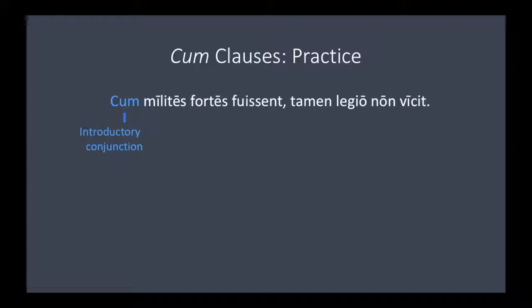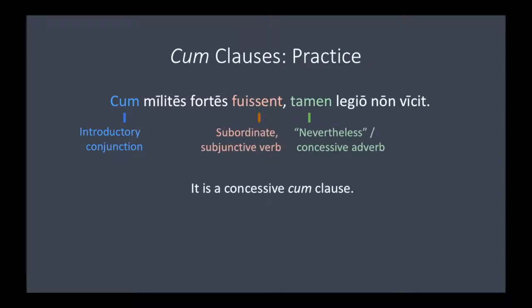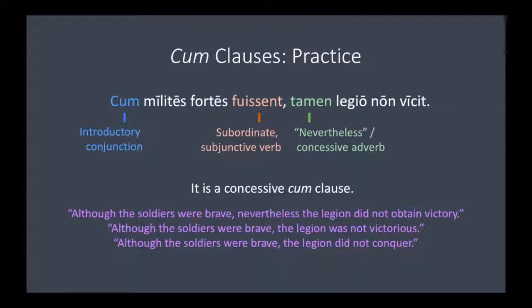Second, what type of cum clause is in this sentence? Since the subordinate verb is subjunctive, and since the adverb tamen is present, we know it contains a concessive clause. So how do we translate this sentence? Although the soldiers were brave, nevertheless, the legion did not obtain victory. Or, although the soldiers were brave, the legion was not victorious. Or, although the soldiers were brave, the legion did not conquer.